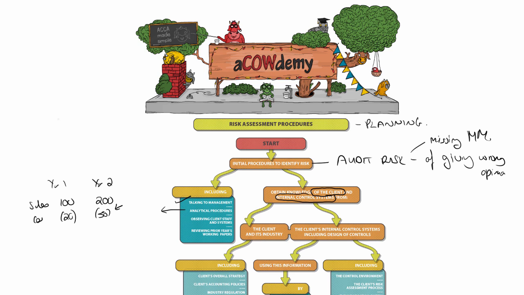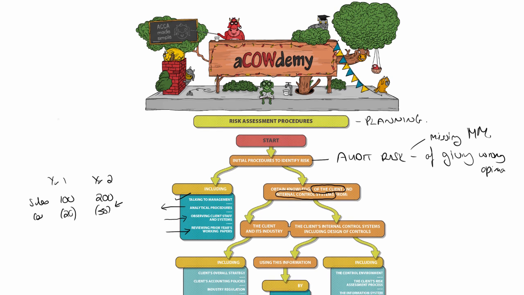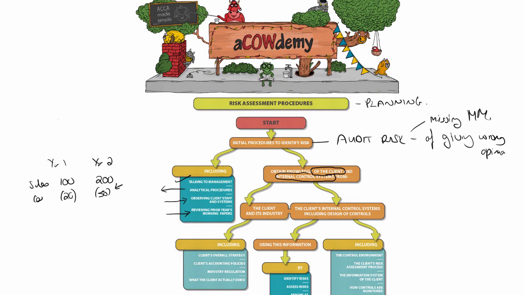You want to know about the internal controls, so let's watch staff using the internal controls. Are they working? Let's look at what went wrong last year, because if it went wrong last year, there's a higher probability of it going wrong this year, so review the prior year's papers. What else then? Well, we've got to get to know the industry, get to know the client, get to know the industry that they're in.